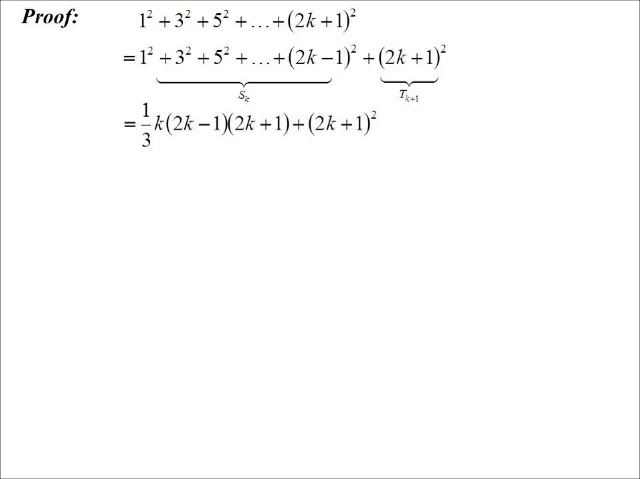We assumed the 1 squared plus 3 squared plus 5 squared up to 2k minus 1 squared was the third k, 2k minus 1, 2k plus 1. I've now got a piece of algebra I can play around with and hopefully get what they're looking for. Now, the temptation here is to expand the whole thing out and then try and factorise it. But don't do it. It's already partly factorised for you.